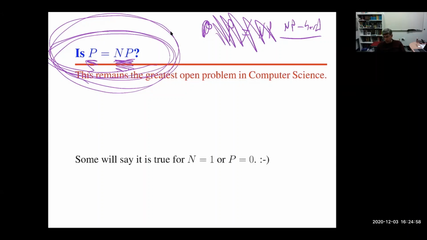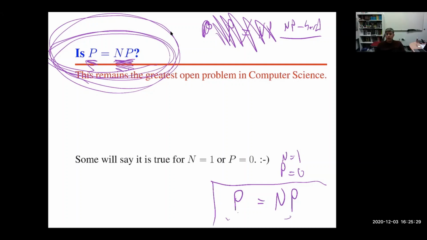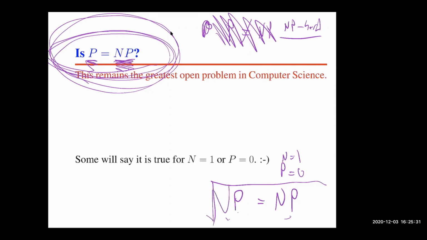Now, I will leave you with one last thought just to confuse you. Don't be fooled by anyone who tries to prove P equals NP by saying N equals 1 or P equals 0. Everybody see that? Does everybody see that P equals NP if N equals 1 or P equals 0? I like that. Okay, if you like that, good. If you don't like it, don't worry about it. It's not going to be on the exam. Okay, this part won't be on the exam.